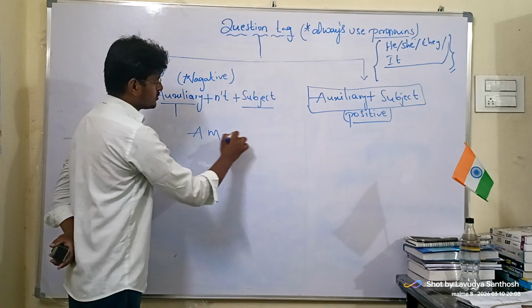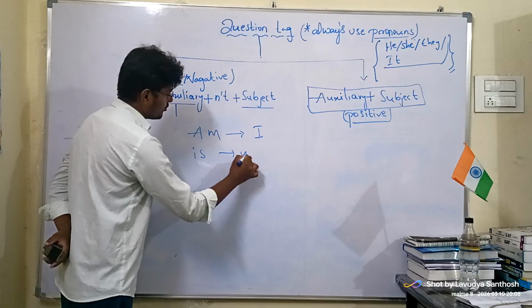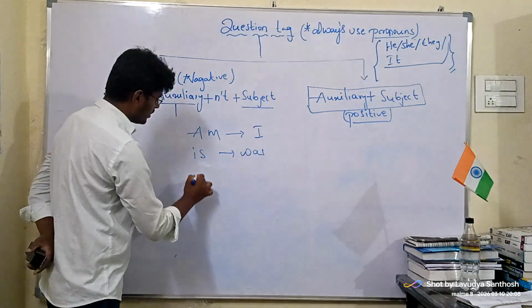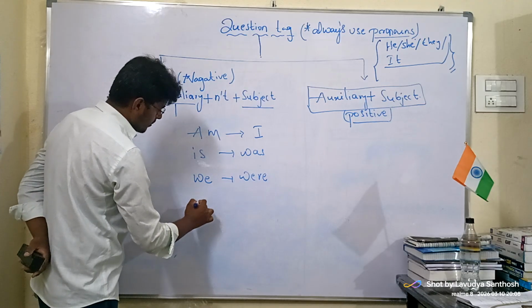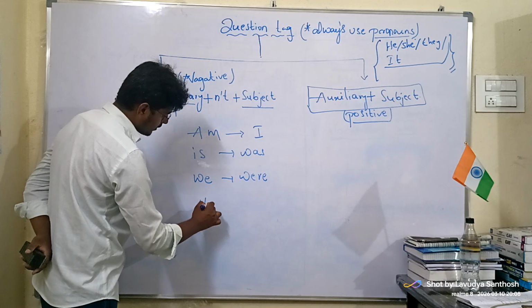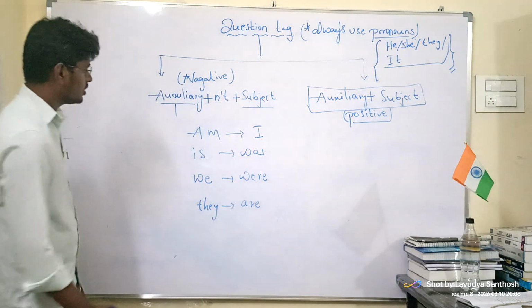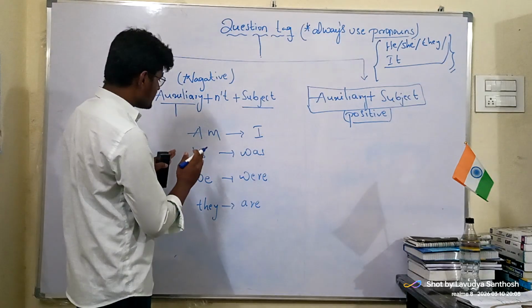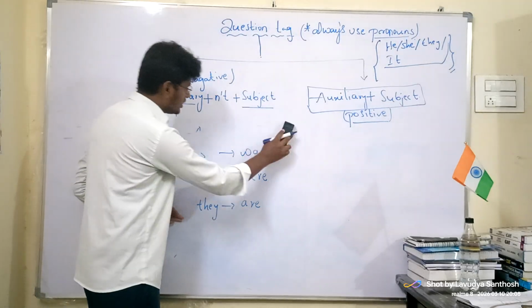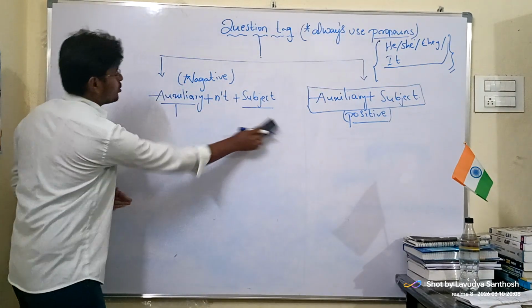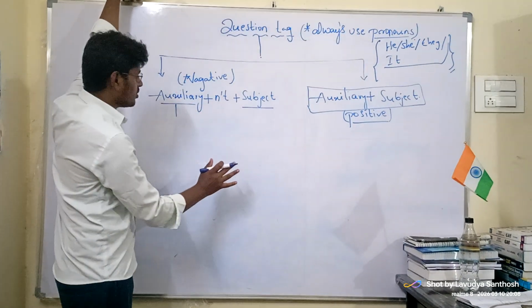Am, I, is, was, we, were, they are. Okay, see here, these all are verbs. I should not take this, but let me take only the auxiliary forms for your understanding, because the other way is a little confusing.